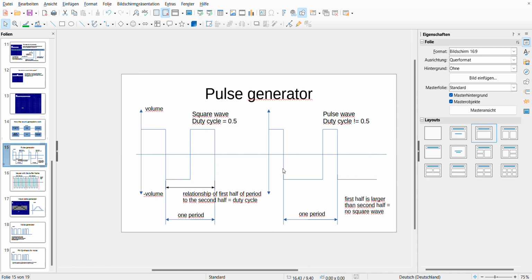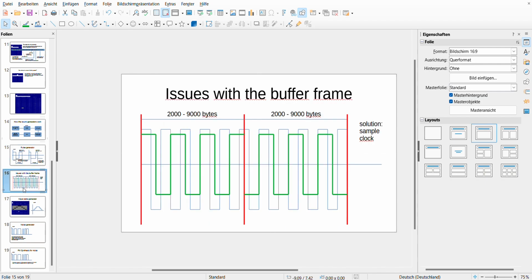Why is that important now? Well, we will use several loops to build these signals. But there are some issues we're going to face with the buffer frame. Our buffer is 2000 to 9000 bytes large, depending on how fast we're going to play our music. Not every signal fits well into that frame.